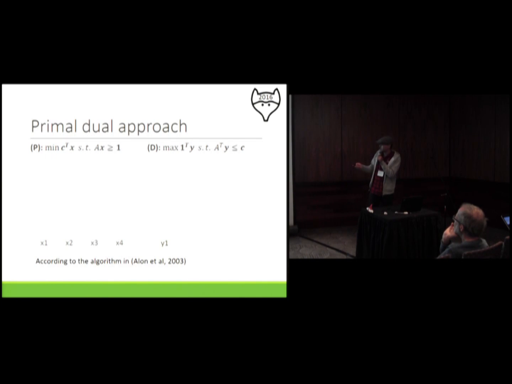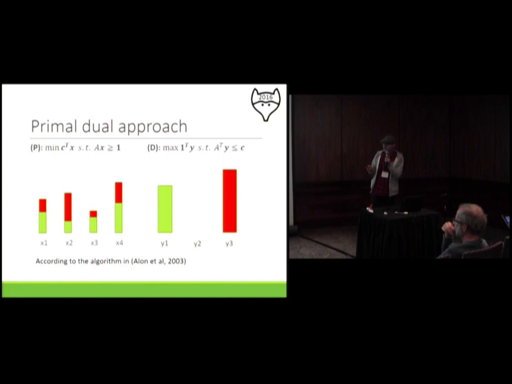So in the first round, y1 comes. So we increase y1 together with the primal variables x until the primal becomes feasible. Okay, and in the second round, y2 comes, and if the new primal constraint is already feasible, then we do not need to do anything. And in the third round, if the primal is not feasible, then we still do the same thing as in the first round. So that is the main idea for the primal dual approach.